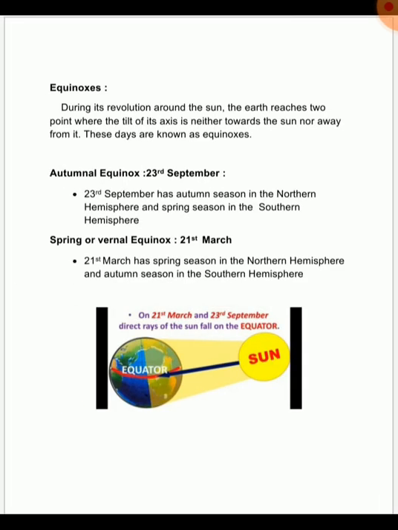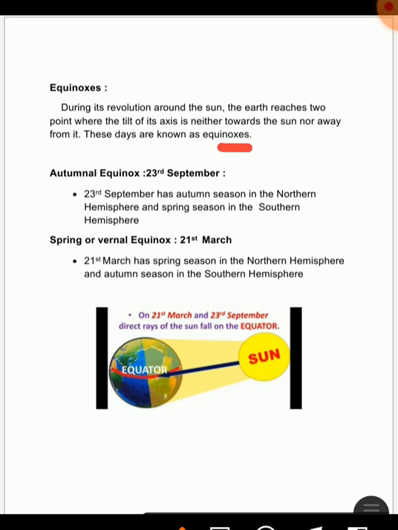Next is equinox. During its revolution around the sun, the earth reaches 2 points where the tilt of its axis is neither towards the sun nor away from it. These days are known as equinox. So here the term comes, what is equinox?